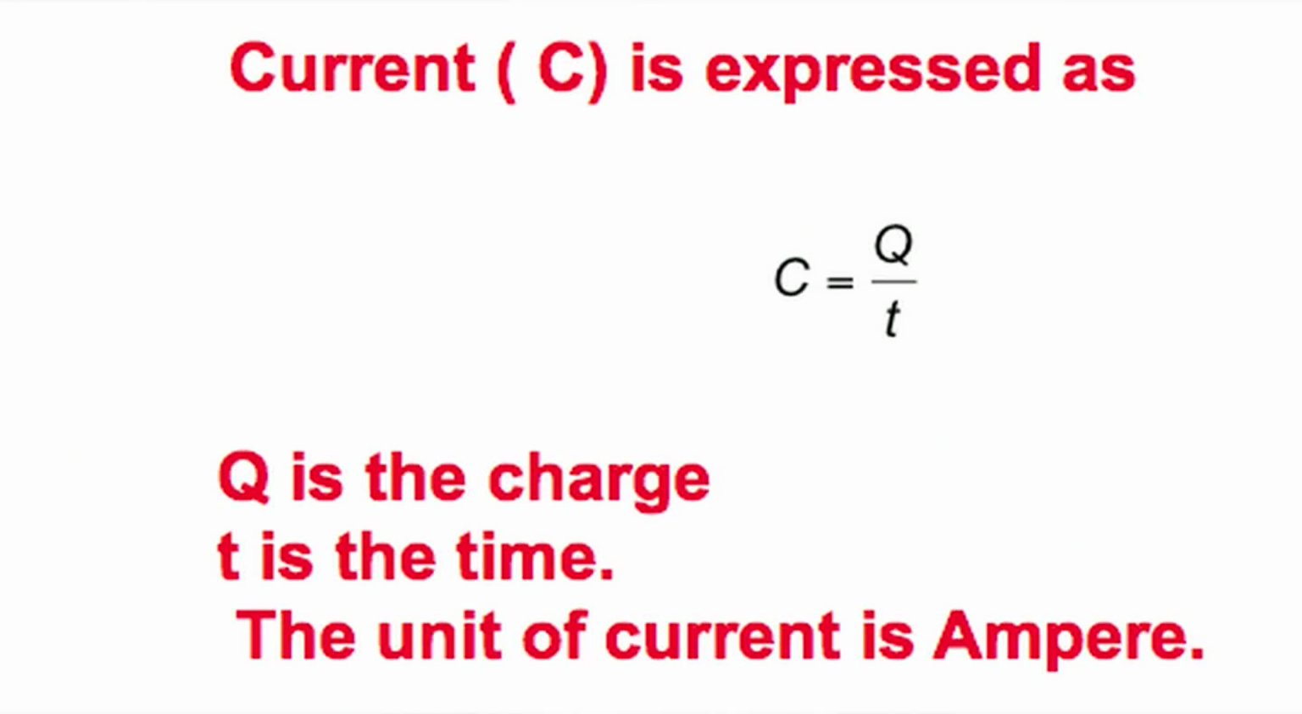Mathematically, it is expressed as I equal to Q by T, where Q represents the charge, measured in coulomb, and T represents time and is measured in second. It means coulomb per second is the current and is termed as ampere. So the unit of current is ampere.